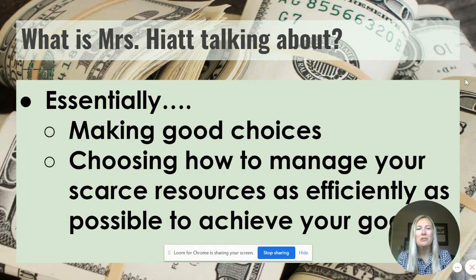Essentially, it's about making good choices. I tell them this all the time, as well as scarcity. So economics exists because we have to choose how we're going to manage our scarce resources and be as efficient as possible as we do so.